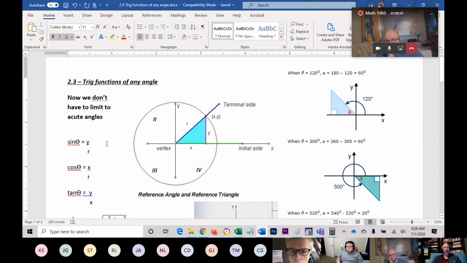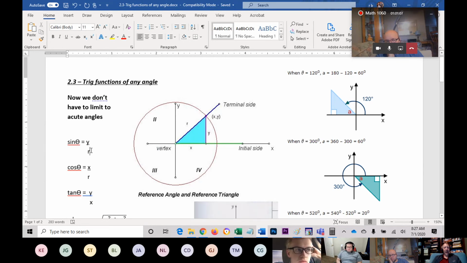And so in this case, if this is your theta here, the sine of theta is going to be your opposite over your hypotenuse, where r is the radius of the circle. Okay, so sine is y over r, cosine is going to be your adjacent side, so x over r, and then your tangent of theta is going to be y over x.